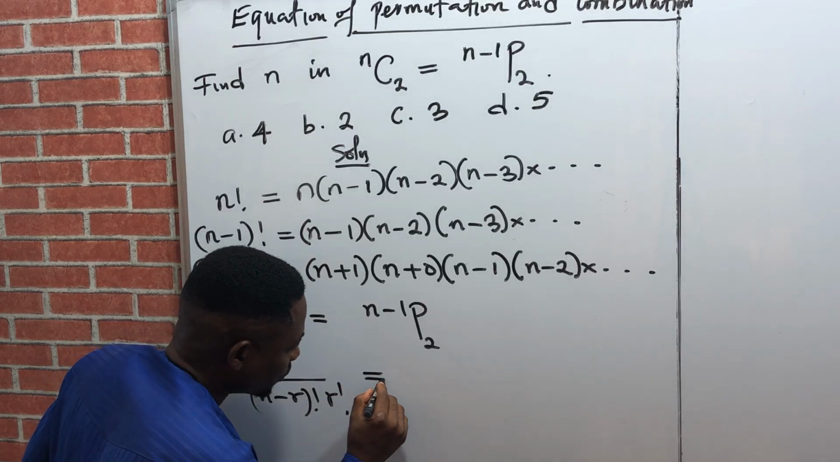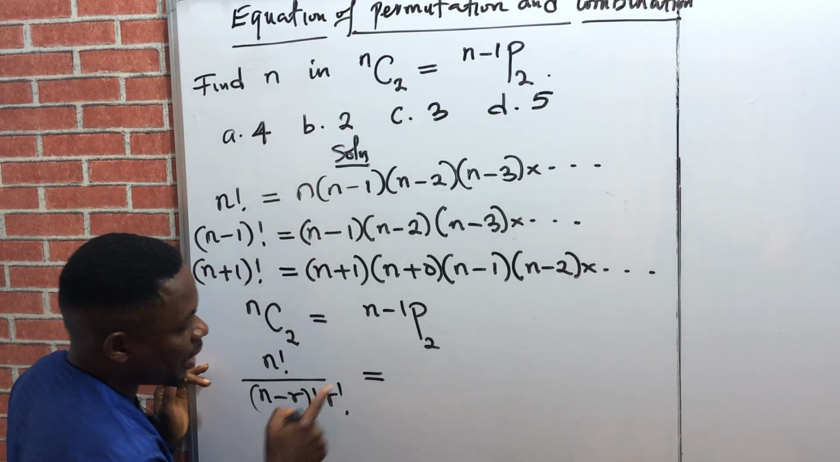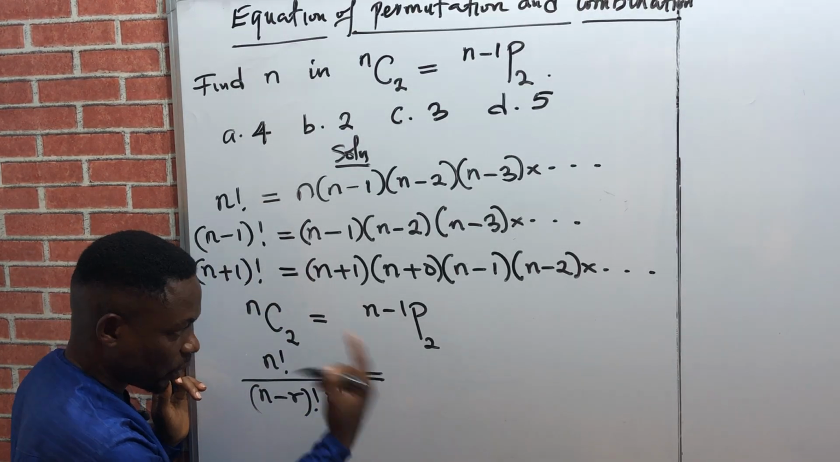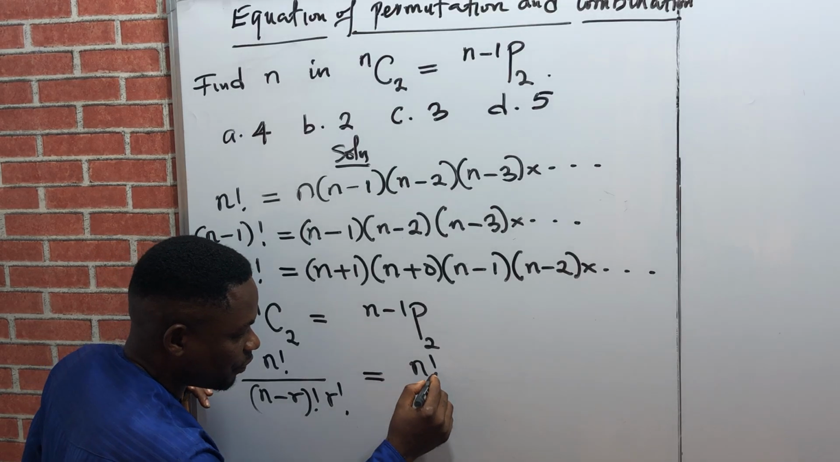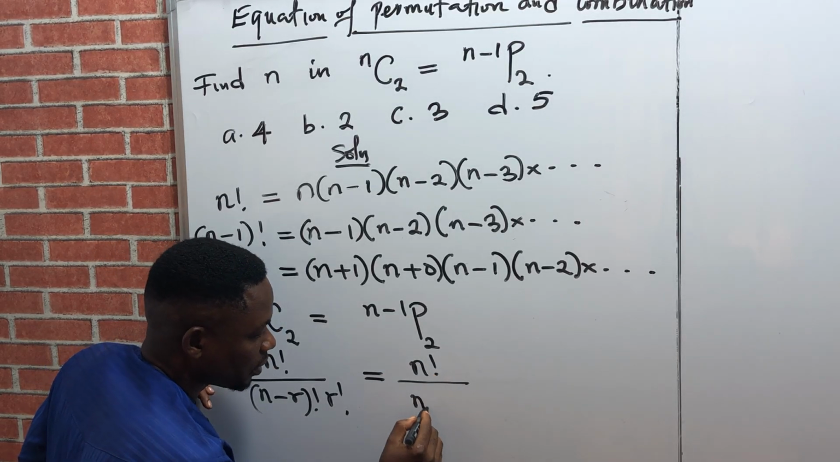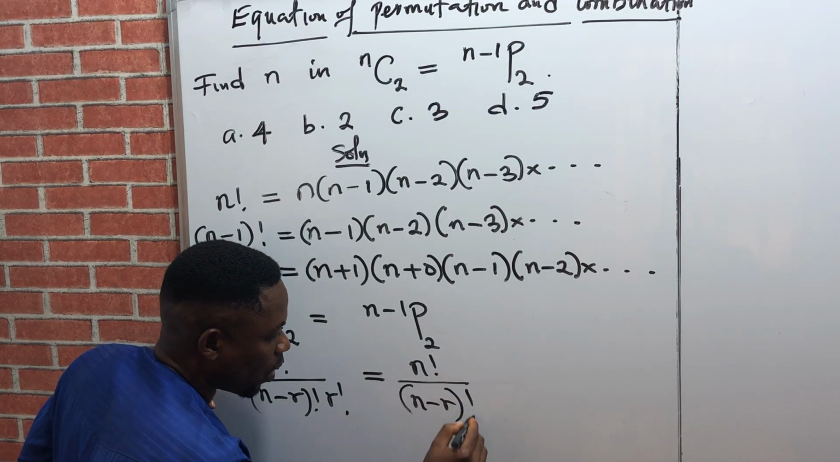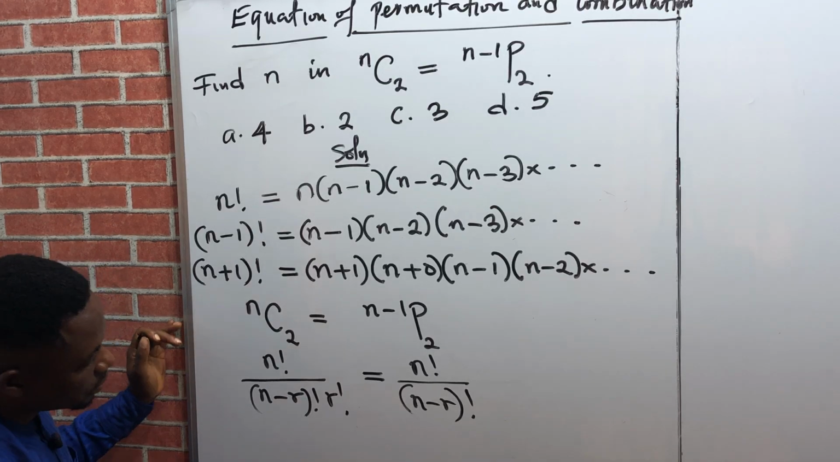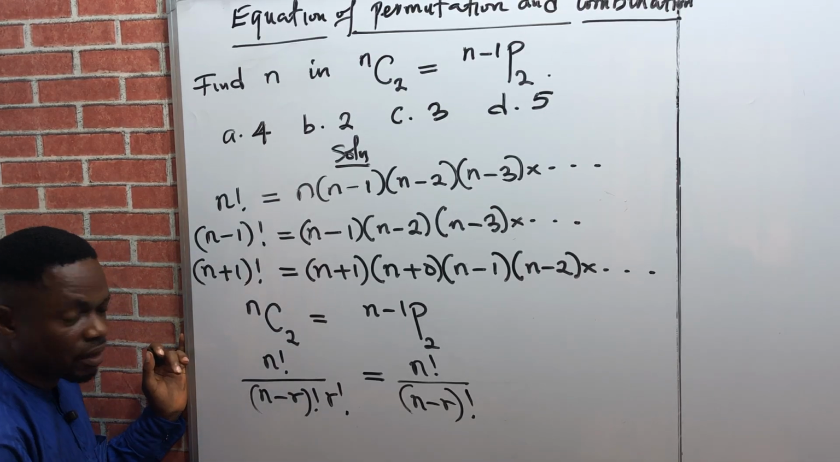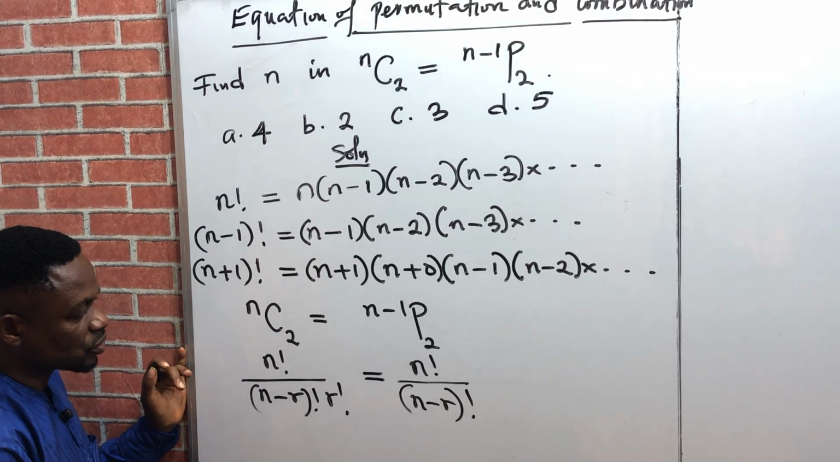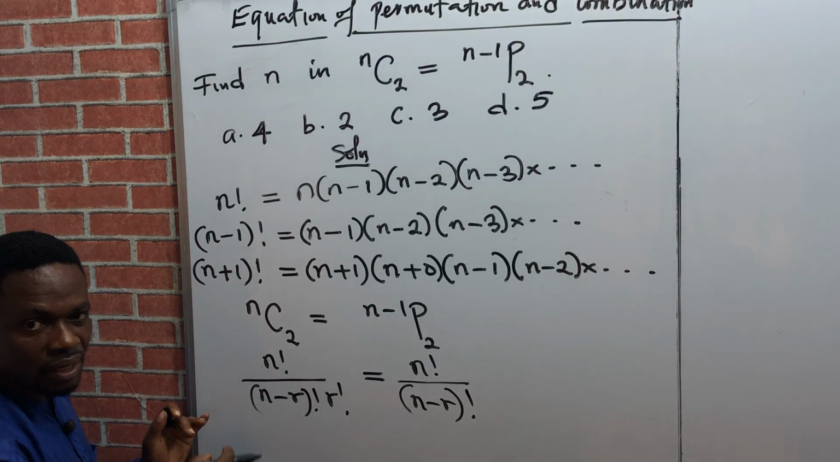We now move over to the right hand side. The right hand side is permutation. What is the formula? It is n factorial all over n minus r, then all factorial. Now, having satisfied with the general formula, can we now begin to substitute the terms one after the other?